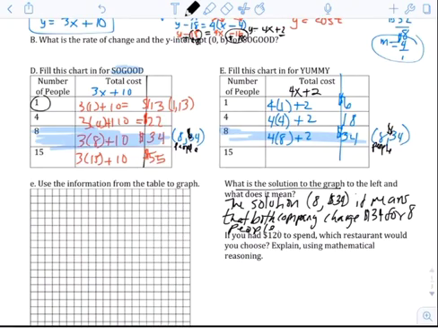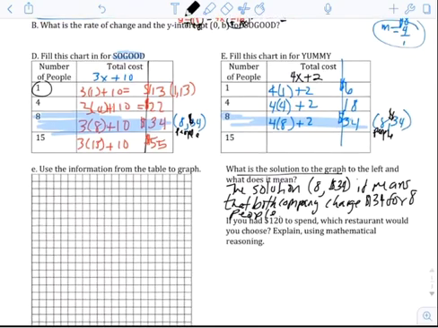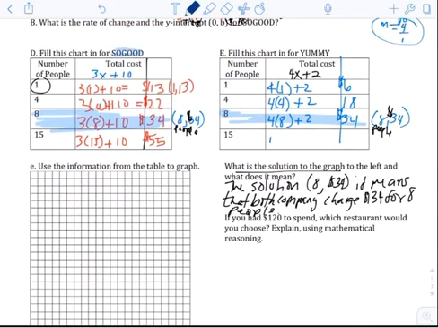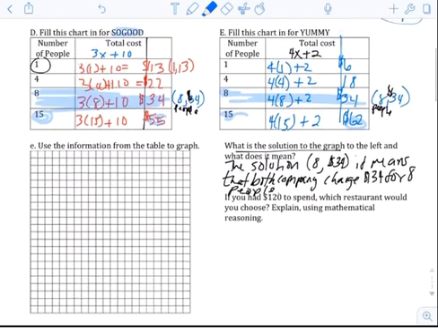Okay, they charge the same, so it doesn't matter which restaurant you go to. Okay, let's look at the last one. 4 times 15 plus $2. That's 60 plus 2 is $62. Look. 15 people, it's cheaper to go to Yummy. No, it's cheaper to go to So Good. It's cheaper by $7, if you look at the table.